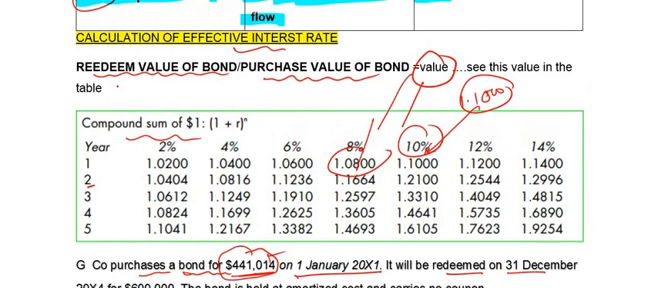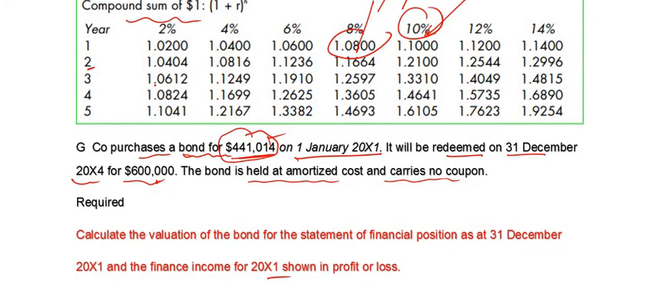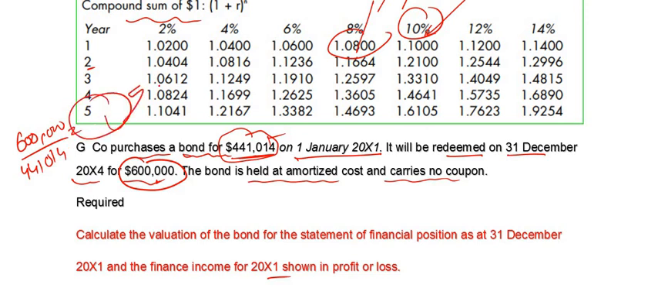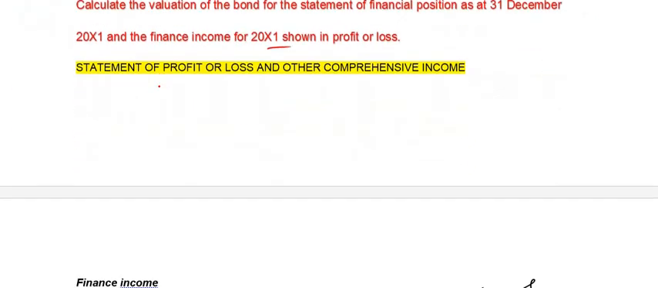So how you will do it is with the redeem value. The redeem value here is 6,600. You will divide 6,600 by the purchase value, and then you will get a value, and you check this in the discount factor tables. That will be your effective interest rate. Let's see here.